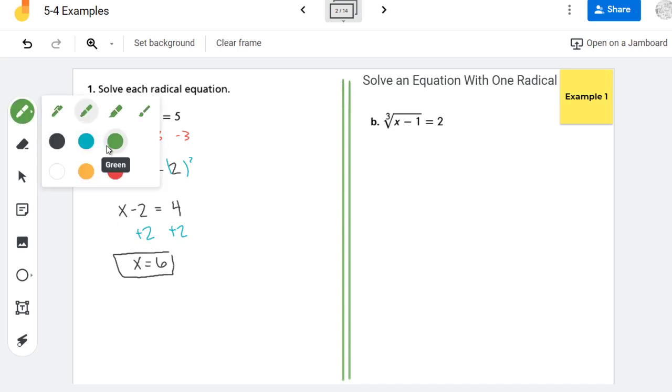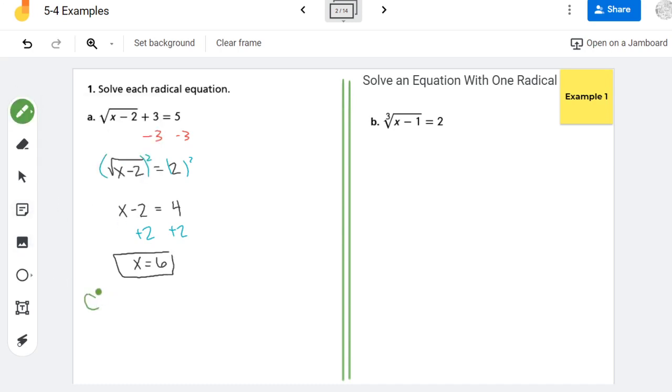And again, we have to check ourselves. I'm going to take that 6 and go back to my original equation and plug it in. 6 minus 2 is 4. The square root of 4 is 2, and 2 plus 3 is 5, so we are good with that solution.